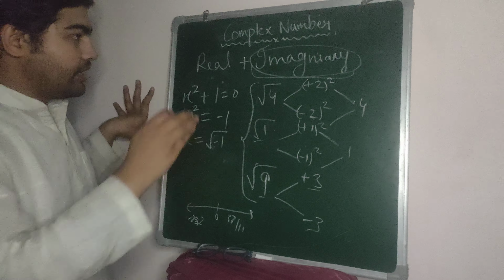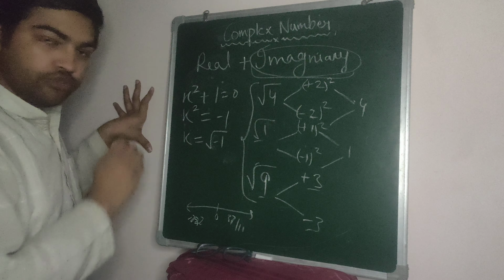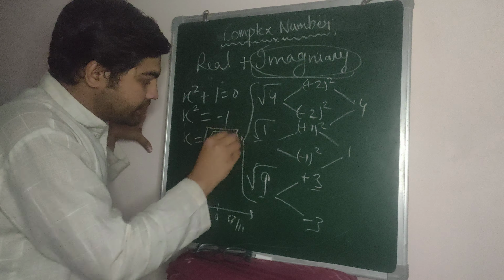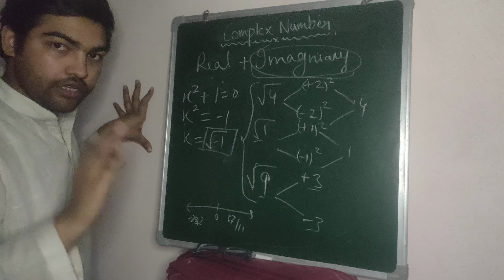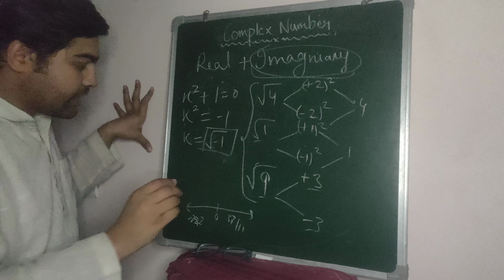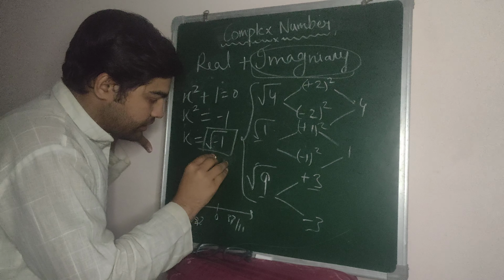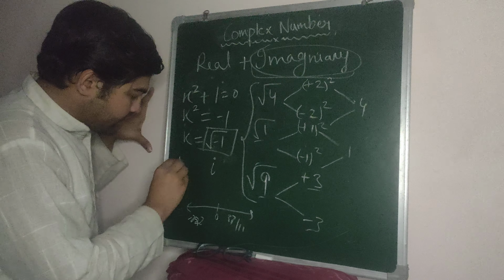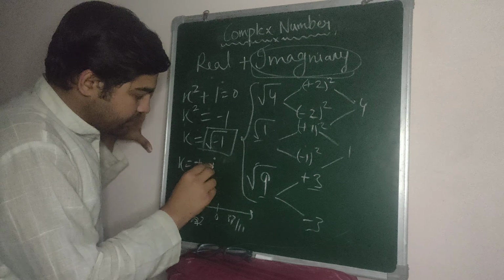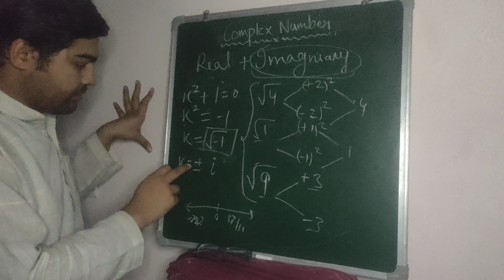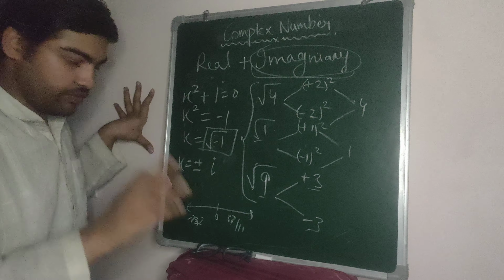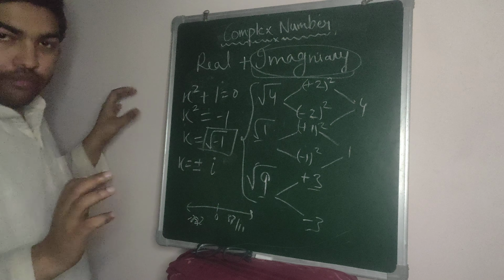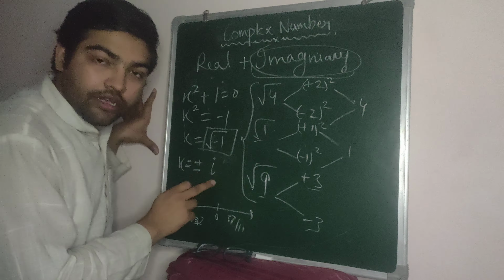And here the imaginary part comes into play. So root minus 1 will be considered as i. Listen, root minus 1 will be considered as i. i represents the imaginary number. So x is equal to plus minus i, because x has two values: one is plus i and another is minus i. i is nothing but the representation of an imaginary number.